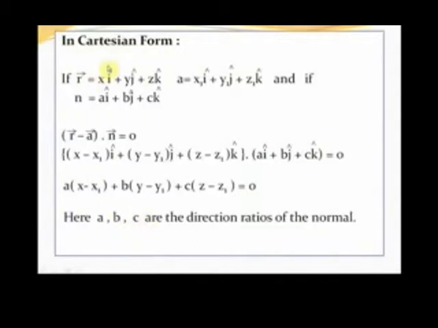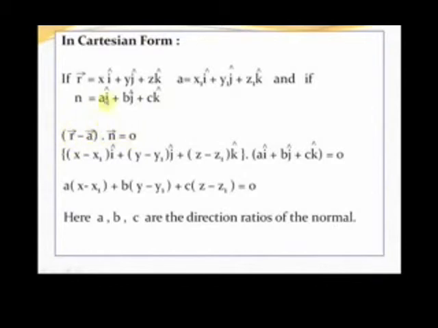Now let's try to convert this to the Cartesian form. Let us say that the vector r is equal to x times i cap plus y times j cap plus z times k cap. Vector a is x1 times i cap plus y1 times j cap plus z1 times k cap. And if we say that the vector n is represented by a times i cap plus b times j cap plus c times k cap, then vector r minus vector a dot vector n is equal to 0.